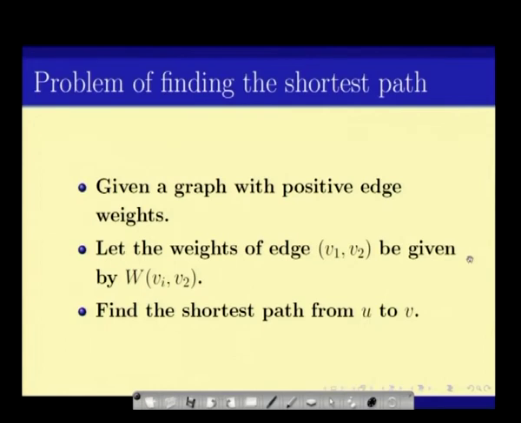So, usually the problem given is: say we have been given a graph, and at this point let us assume that the edge weights are positive, and the weights are given as w(v_i, v_j), and we want to find the shortest path from u to v. There are various assumptions one would like to make. One of them that can be made is that all the edge weights are positive, although there is no need or no reason to assume that.